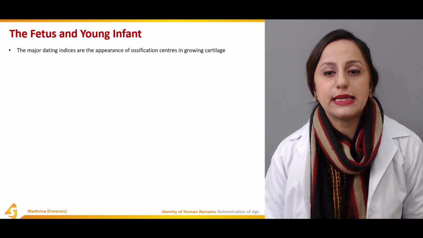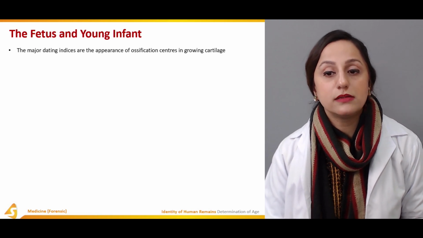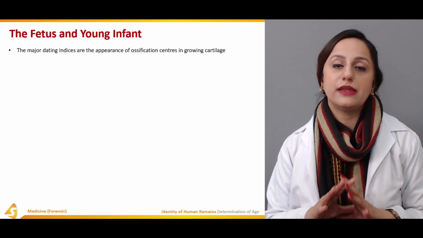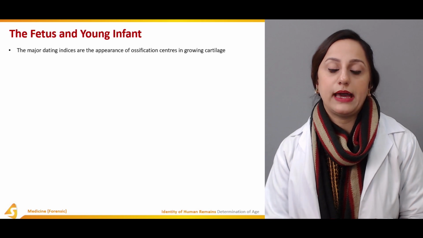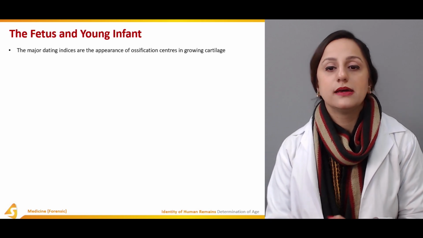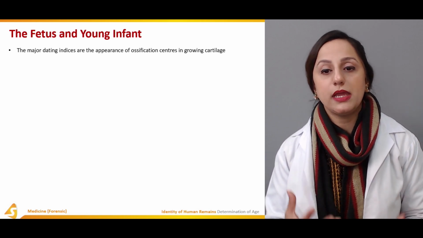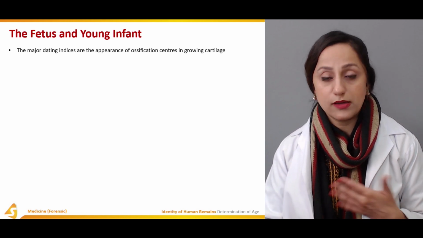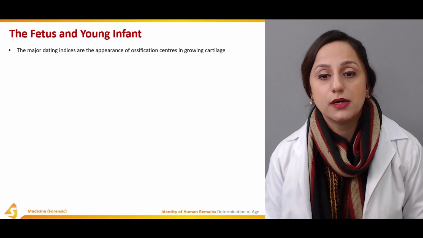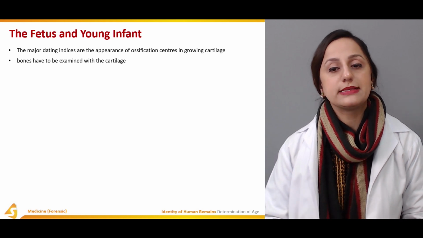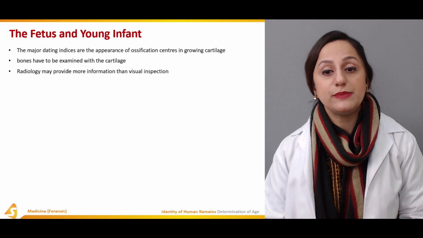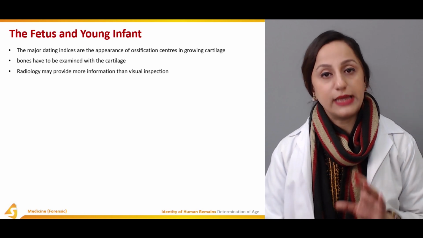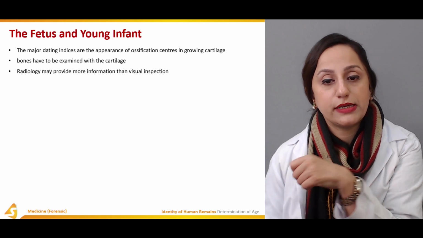Now, the fetus and the young infant. The major dating indices are the appearance of the ossification centers in the growing cartilage. So whenever we have a fetus at hand, the ossification centers play the main role in helping calculate almost exact ages. The bones have to be examined with the cartilage. Radiology may provide more information than visual inspection.